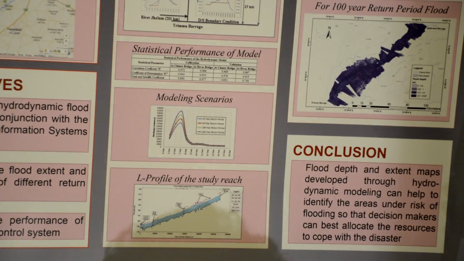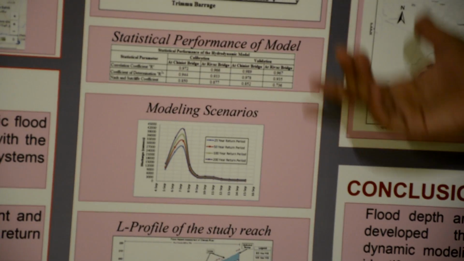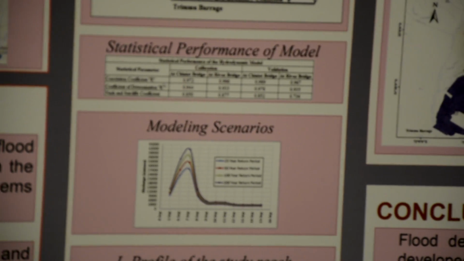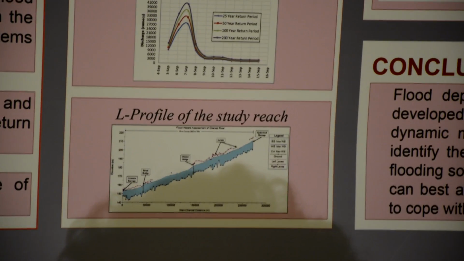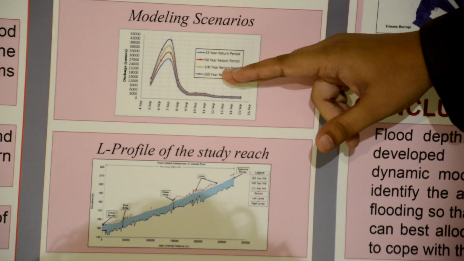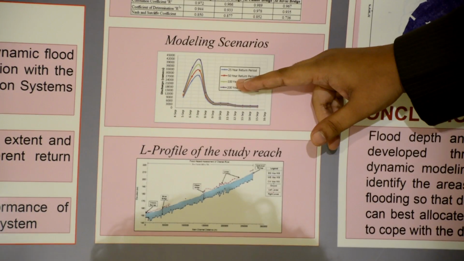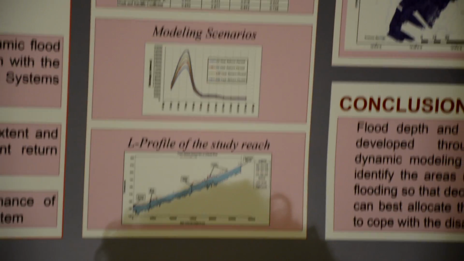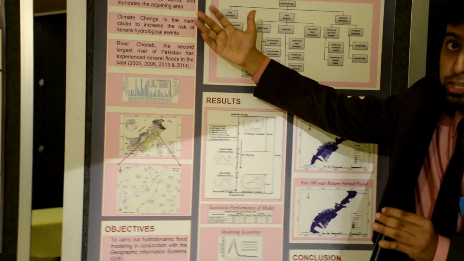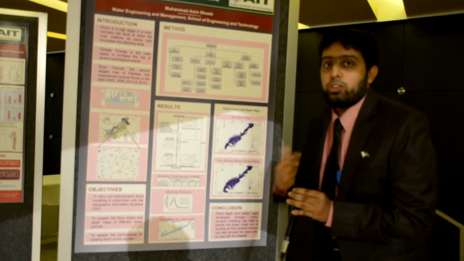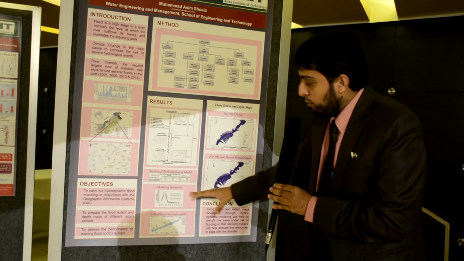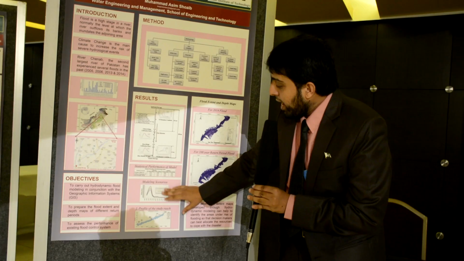You can see the values, and once I calibrated and validated my model, I developed some additional scenarios based on the 2014 flood as standard. I normalized it and made other scenarios like 50-year return period, 100-year return period, and 200-year return period floods. Because of climate change projections, we can say that flooding events can be more severe in future, right? So for that, I have developed some scenarios, and here it is.